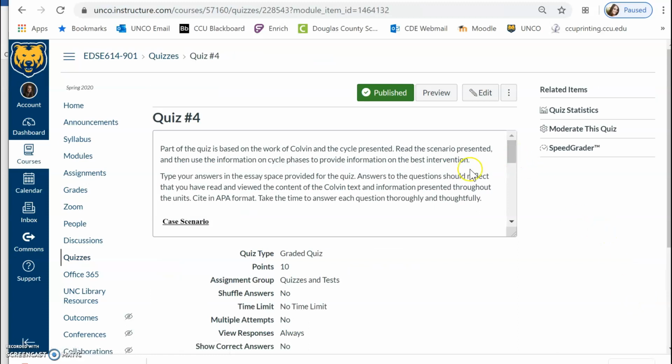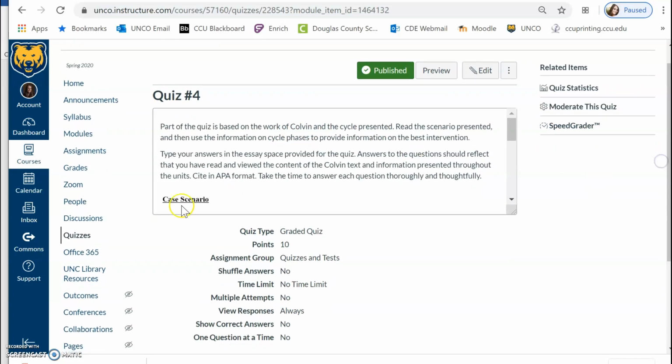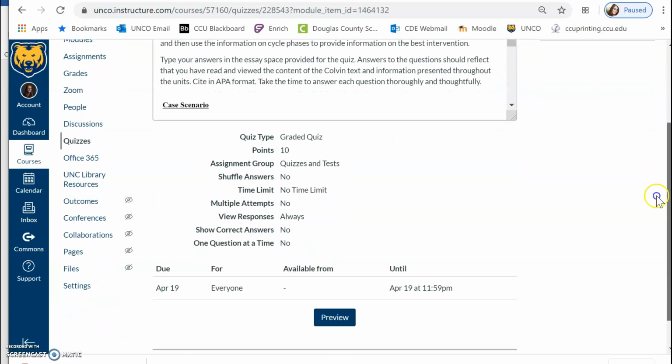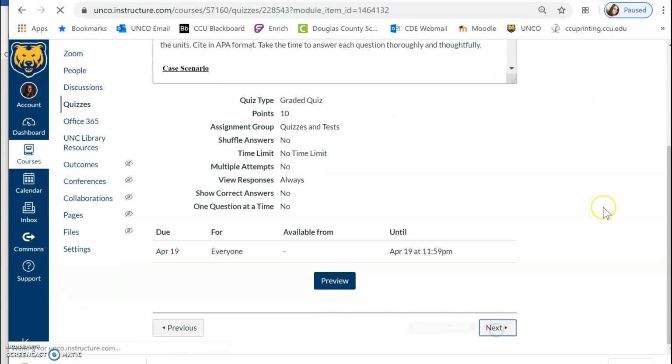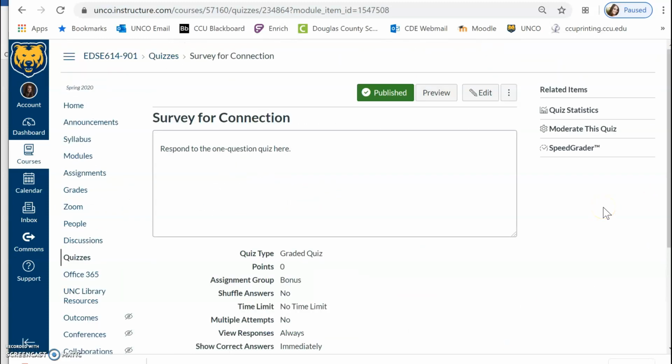And then we do have our quiz. So keep in mind the work of Colvin as you're completing this quiz, and be sure to cite the Colvin text or any other relevant sources in APA format in your responses. We want you to show your mastery of the course content as you answer the questions in this quiz.